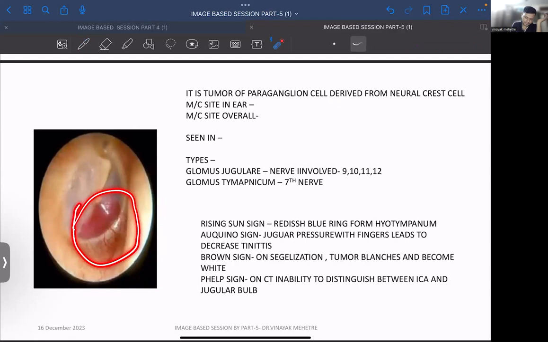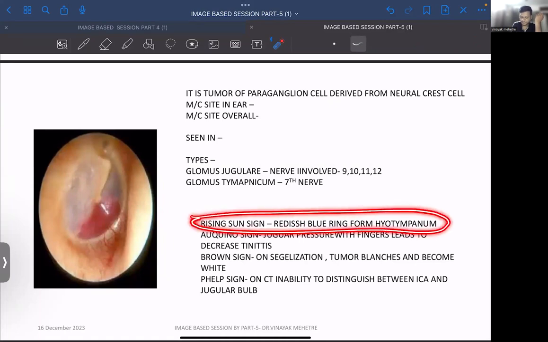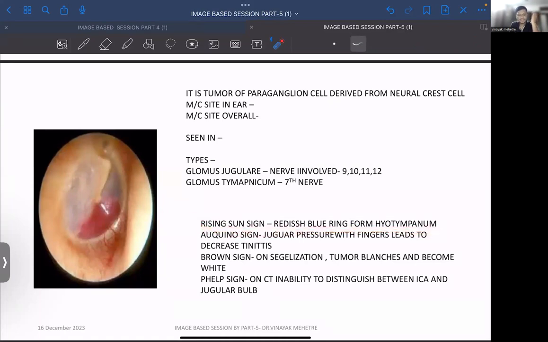Redness present है कहाँ पे? On the lower side of tympanic membrane. ये ऊपर की साइड होती है. On the lower side of tympanic membrane, right? क्या बोलते हैं इसको? This is called as rising sun sign. Rising sun sign कहाँ मिलेगा?